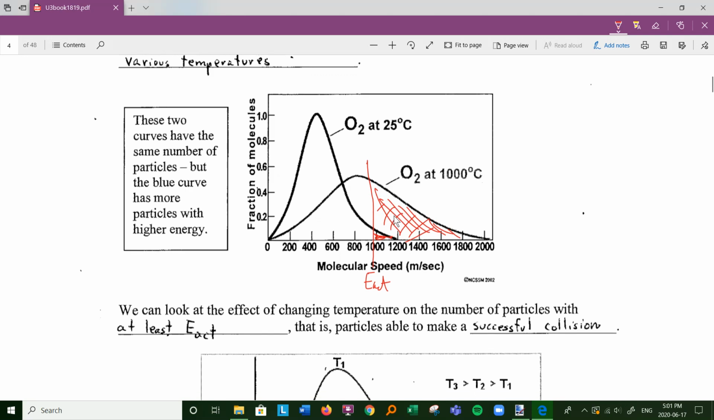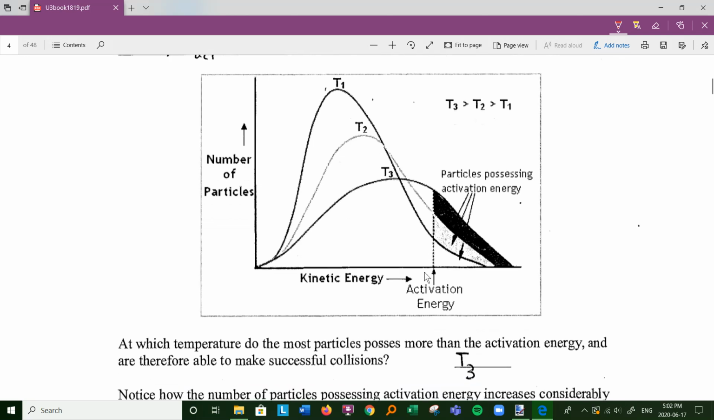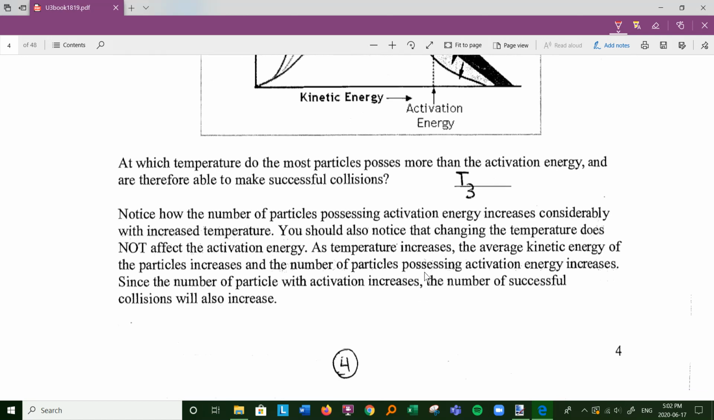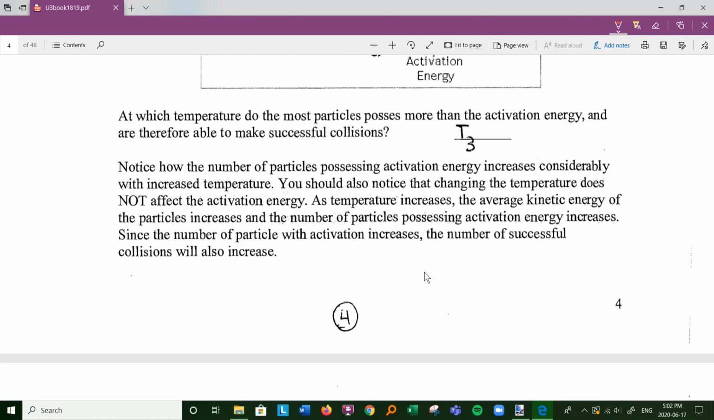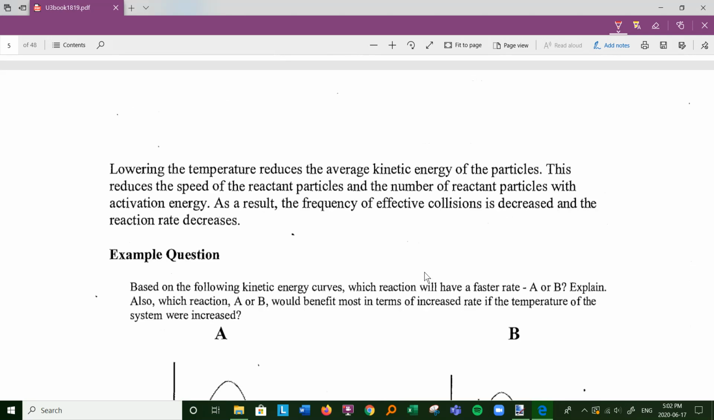And here we're even fancier. We have 3 temperatures, so I could say, okay, which one is the higher temperature of the 3? T3 is higher because it's skewed farther to the right than T2 or T1. And so T3 is going to have more effective collisions than T2 than T1. So at which temperature do the most particles possess more than the activation energy and are able to make successful collisions? That would be T3. So you can read that. Lowering the temperature, we said all this.